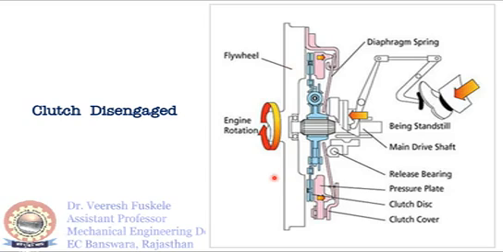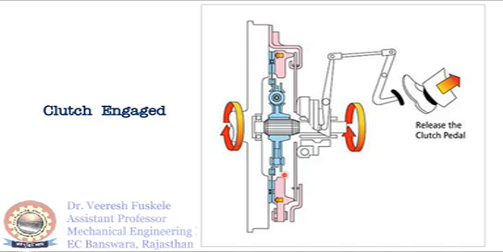So when we are depressing the clutch pedal, in fact the clutch disengages from the engine flywheel. This is shown here, that the clutch is disengaging from the engine flywheel, and you can see the main drive shaft is now not rotating, but the engine shaft, or the crankshaft, is still rotating. So when we are engaging the clutch slowly by releasing the clutch pedal, we are engaging the clutch with the flywheel.